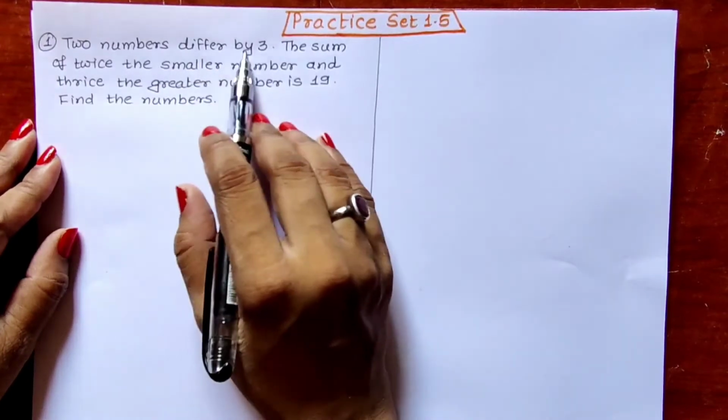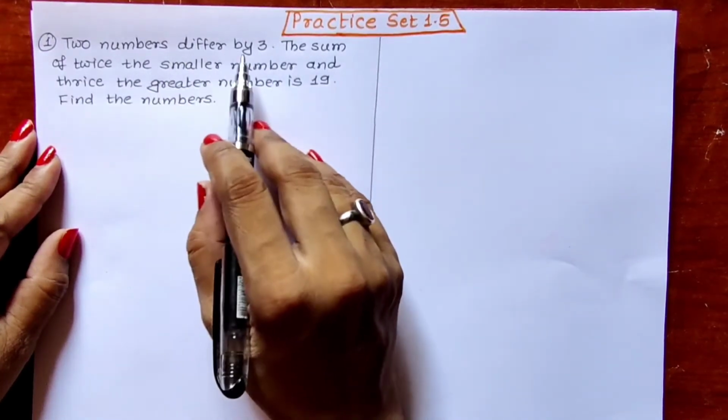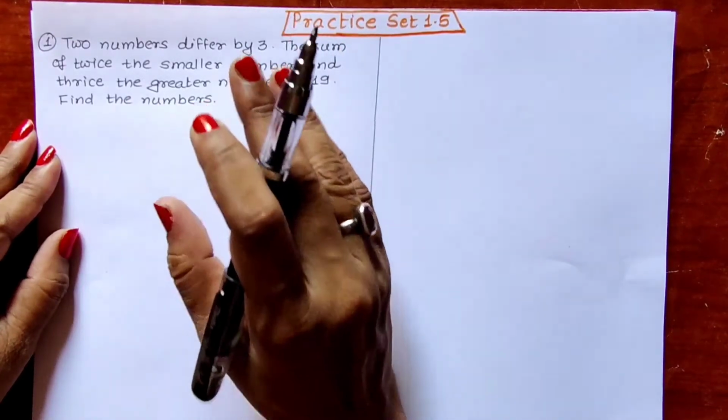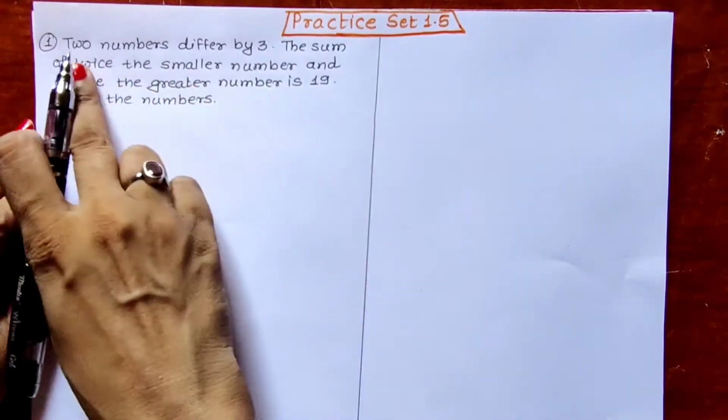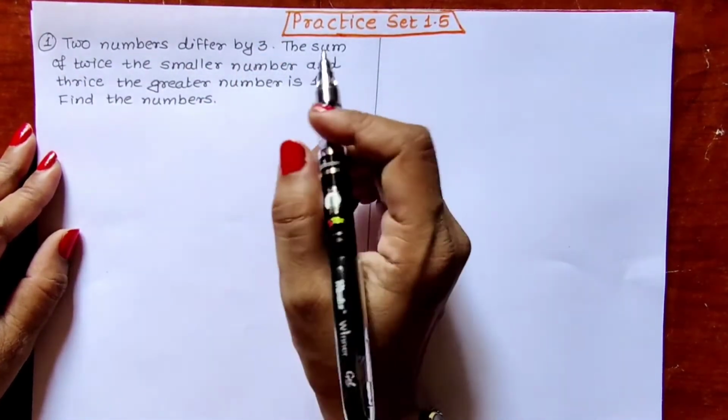These two numbers differ by 3. That means their difference is 3. Their difference means their subtraction is 3. When you subtract x from y or y from x, the answer is 3. See children, for this particular sentence I am going to give you one example.